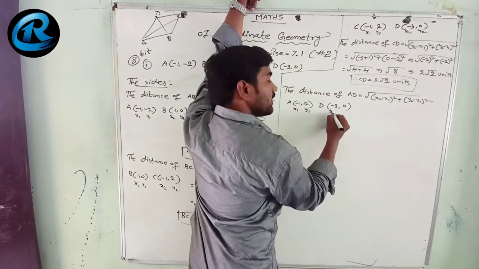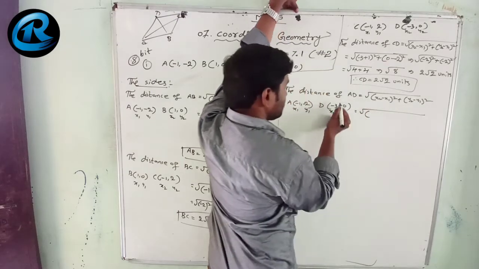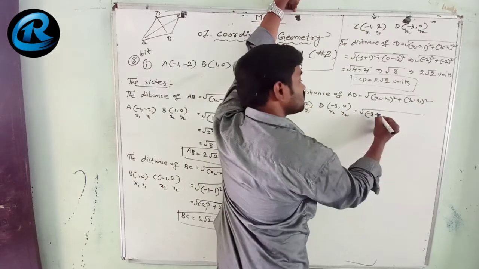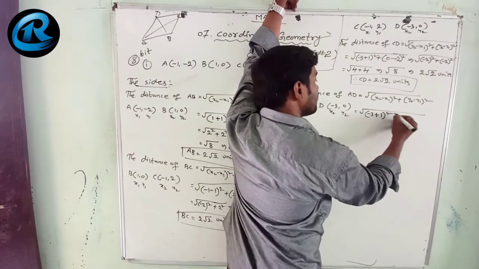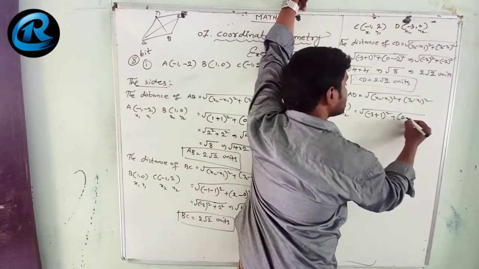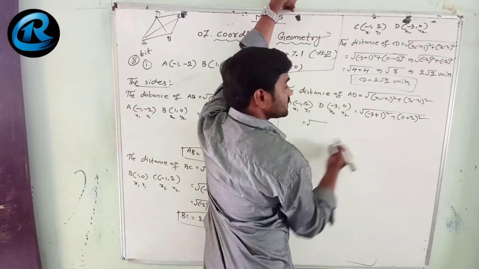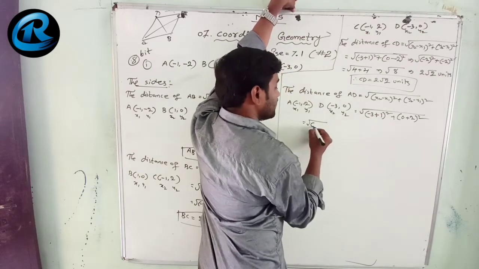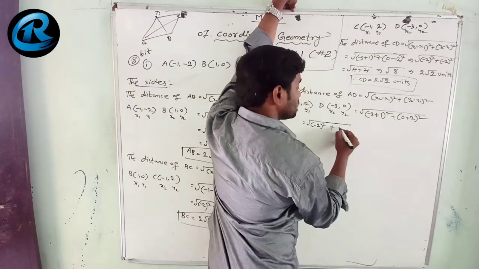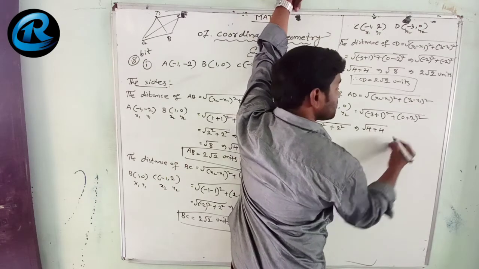x1 y1 x2 y2, that equals under root of x2 minus x1, minus 3 minus of minus 1, so minus of minus is plus 1, whole square, plus y2 minus y1, 0 minus of minus 2, this is plus 2 whole square. That equals, minus 3 plus 1 is minus 2 whole square plus 2 square. Minus 2 square is plus 4 and plus 2 square is plus 4.